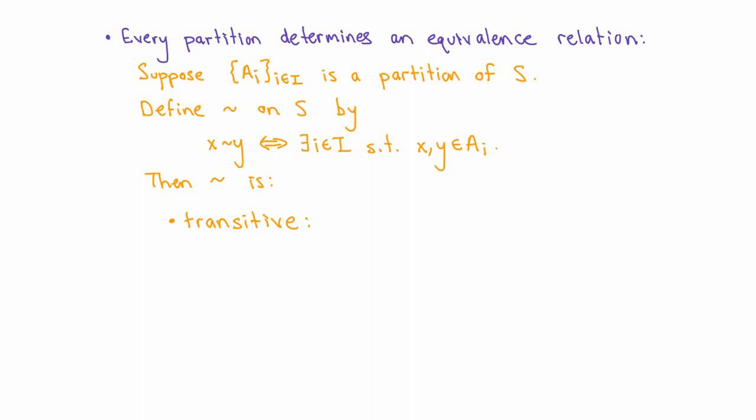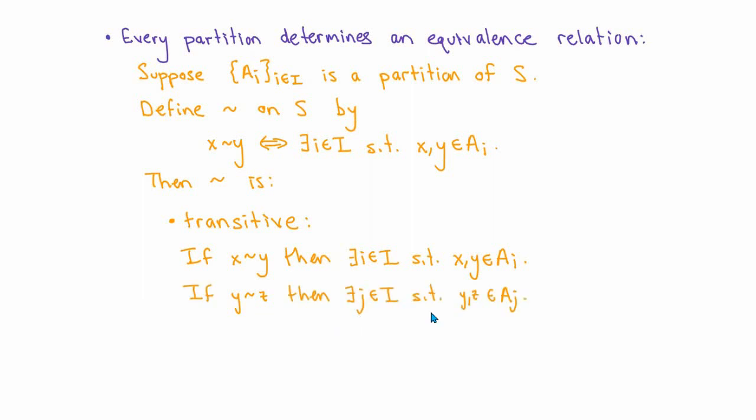To see why this relation is transitive, let's suppose that I have three elements x, y, and z of S, that x is related to y and that y is related to z. By the definition of what it means for x to be related to y, there has to be an i with the property that both x and y are elements of the set A_i. And by the definition of what it means for y to be related to z, there has to be a j with the property that y and z are both elements of A_j.